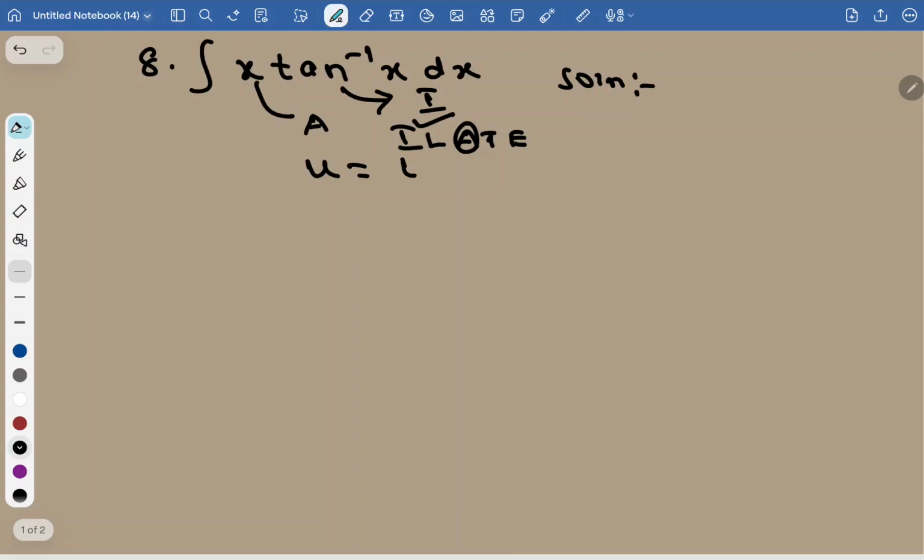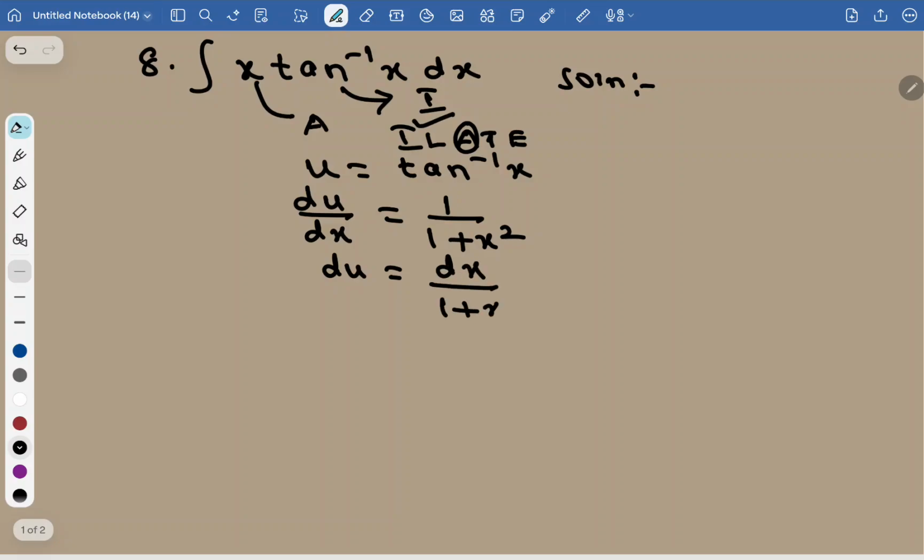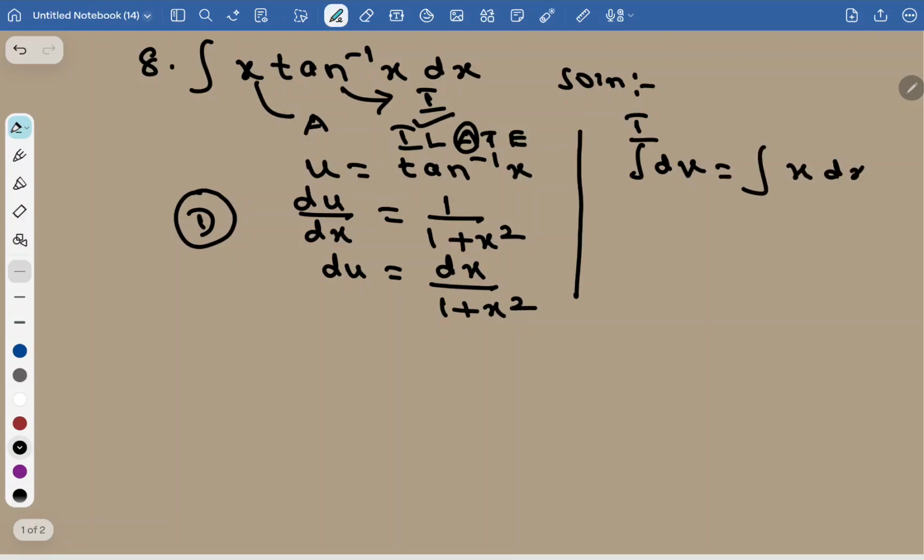Choose u as tan inverse of x. Find the derivative of u: 1 by 1 plus x square. What is du? dx by 1 plus x square. This is the differentiation part. Now the integration part. Find dv, integral x dx. Integration of dv is v. Integral x dx we know very well, x square by 2.